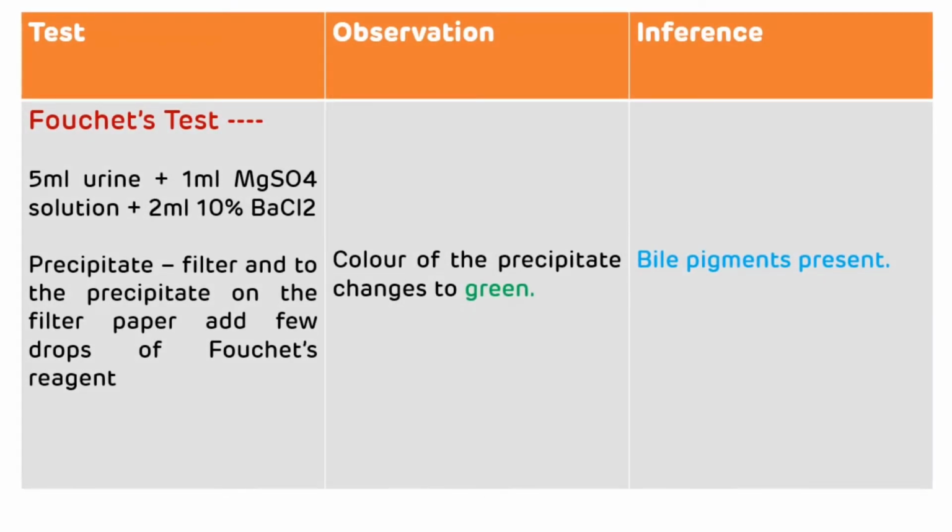For the Fouchet's test, take 5 ml of urine in the test tube, then add 1 ml of magnesium sulfate solution and to it add 2 ml of 10% barium chloride and filter it with the help of filter paper, and to the precipitate on the filter paper add a few drops of Fouchet's reagent. If the color of the precipitate changes to green, that means bile pigments are present. So that is the procedure, observation and inference of Fouchet's test, which is done for the detection of bile pigment in the urine. Now we will see interpretation.